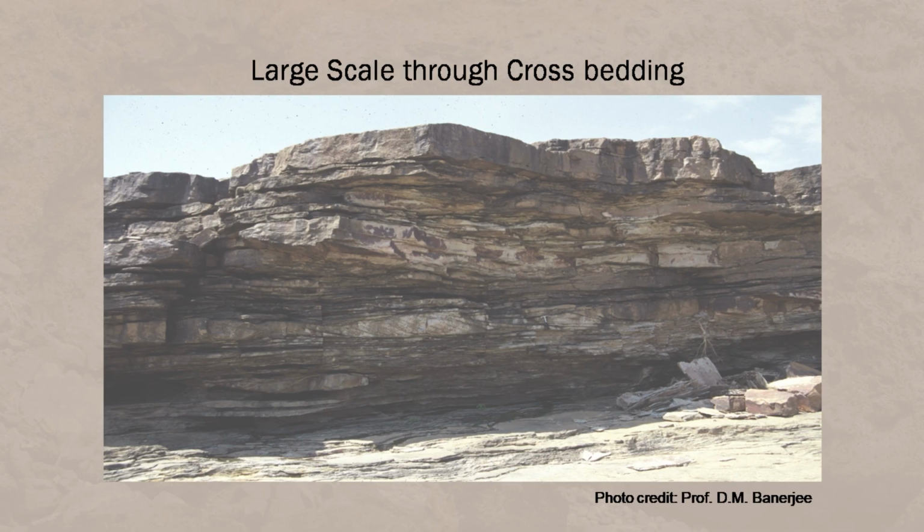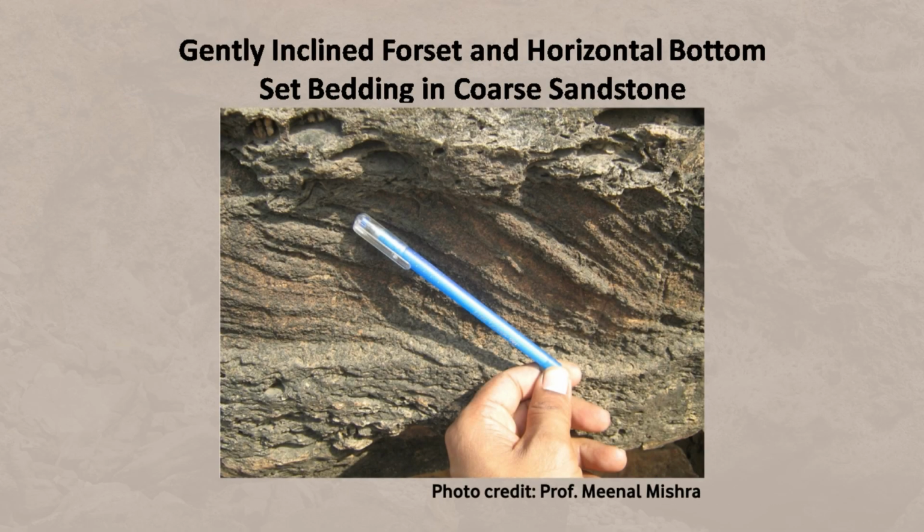The series of set of cross beds are repeated over the whole section. Another example here shows very clearly gently inclined foreset beds and horizontal bottomset bedding in a coarse sandstone. Now you can see there are two different angles very clearly shown on this side.